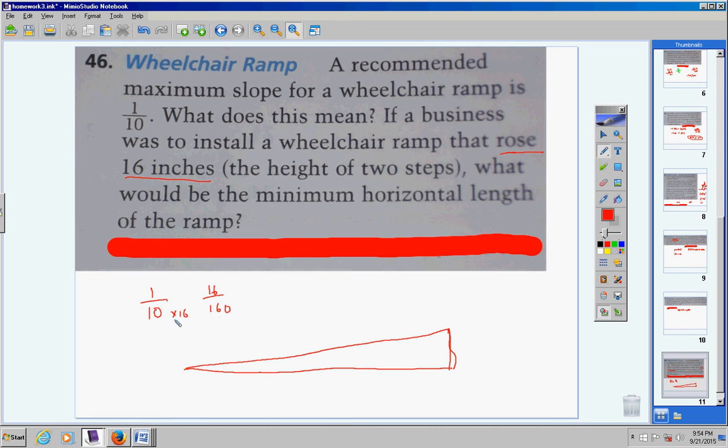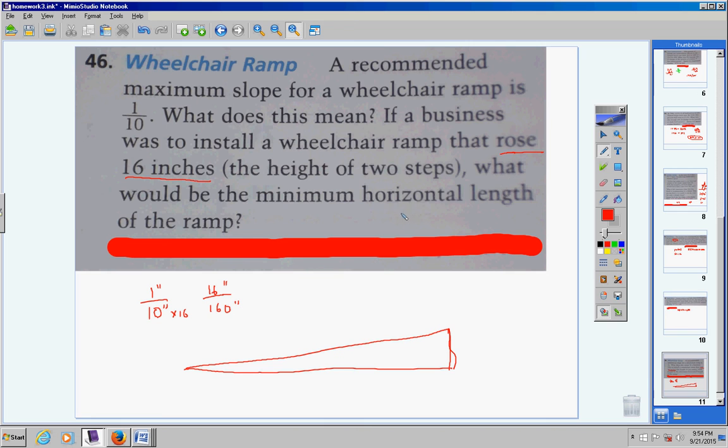That should make sense. Think about it, guys. For every 1 inch you rise, you must run 10. Well, you don't have 1 inch, you have 16. So you've got to multiply 16 times 10 to give you 160. So for every 16 inches you rise, you must run 160. And that's what it's asking for. What would be the minimum horizontal length of the ramp?